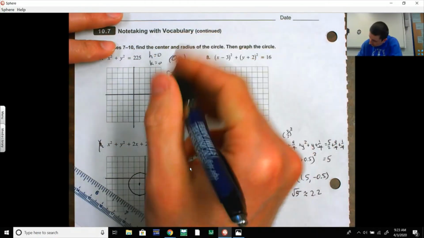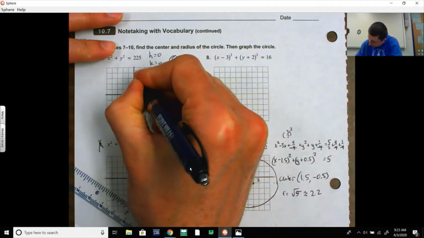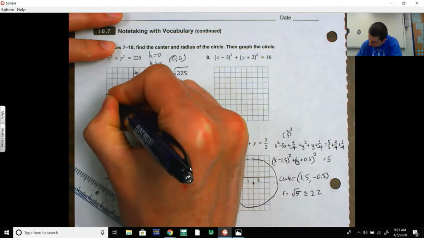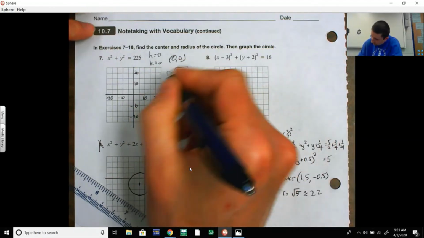So let's count by fives. So there's 10, 20. Those are negatives: negative 10, negative 20. So our center is 0, 0.